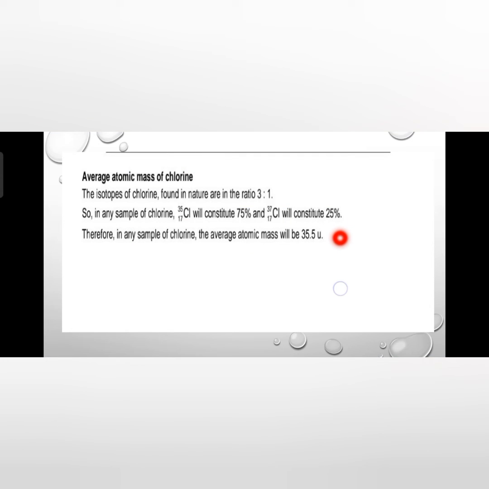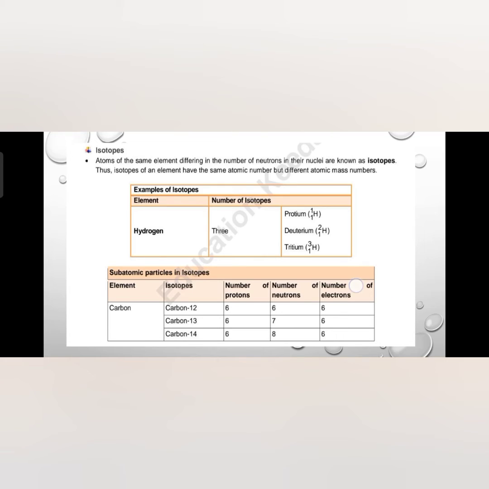Now, the structure of isotopes. As we can see, hydrogen has one proton and one electron, and there is no neutron in the nucleus. But deuterium has one neutron, and tritium has two neutrons in the nucleus.